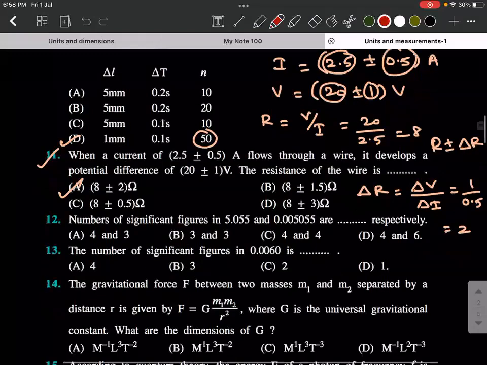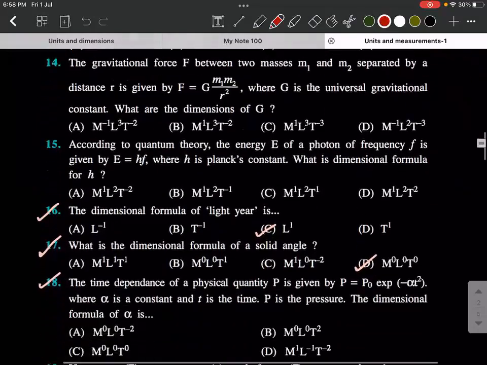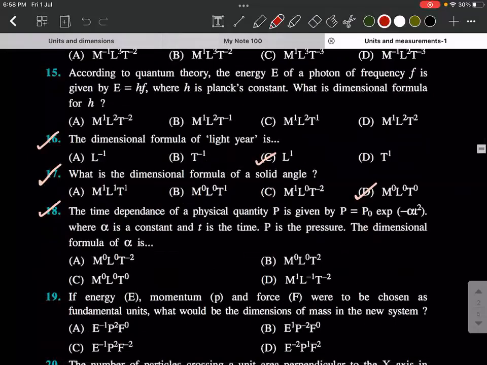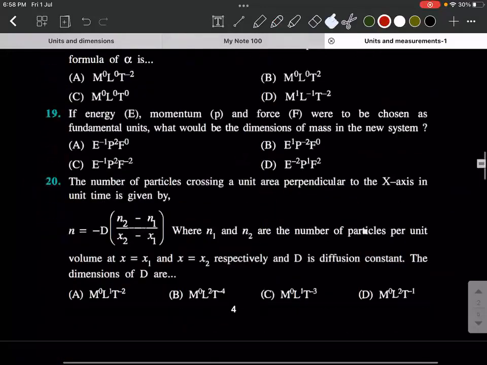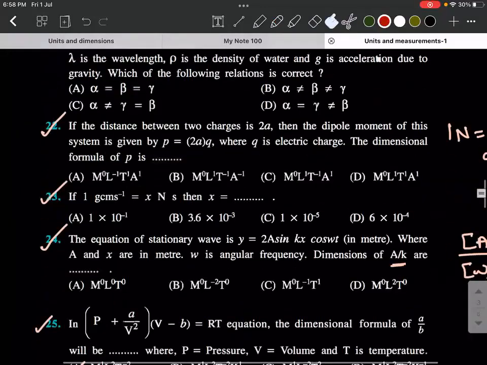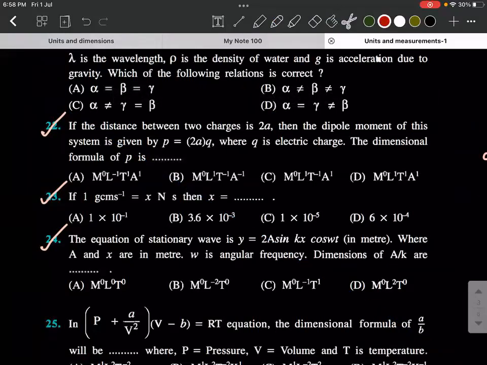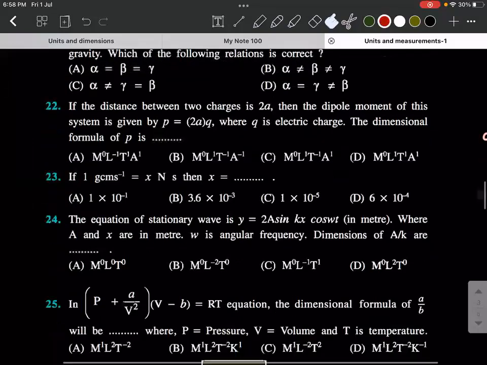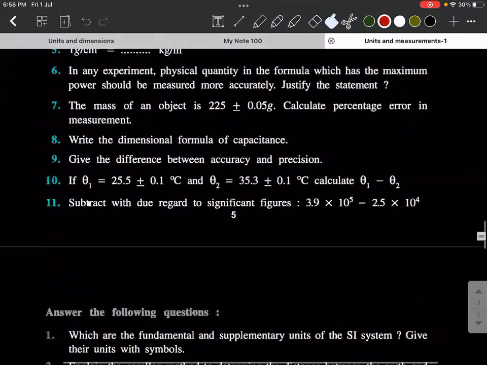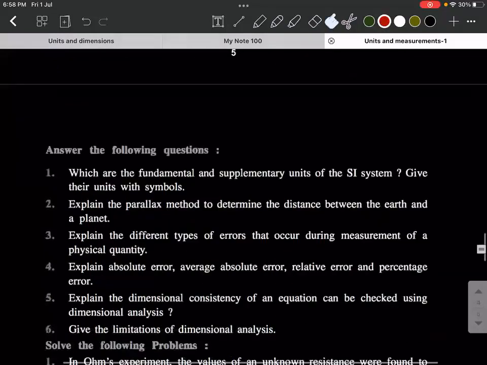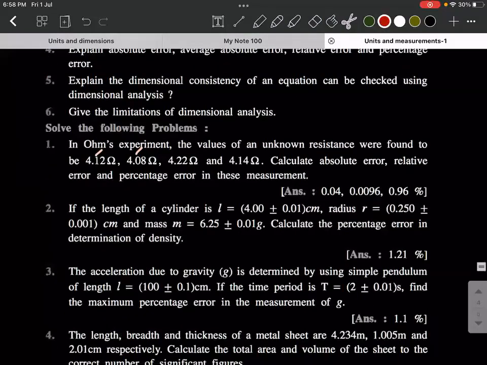So significant figures you can't do now. Dimensional formula also you can't do it now. So these are all the problems that are based on errors. So for other things, you need to understand some more concepts. So maybe these problems you can try it.